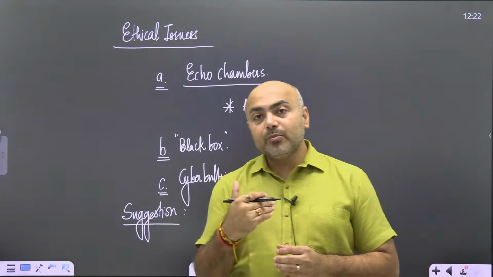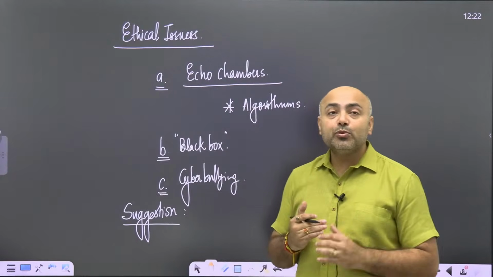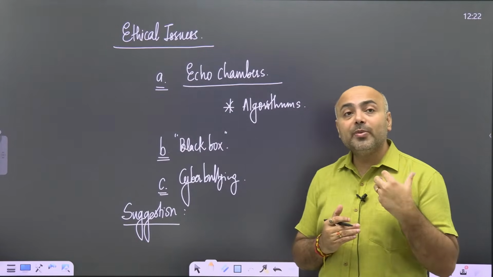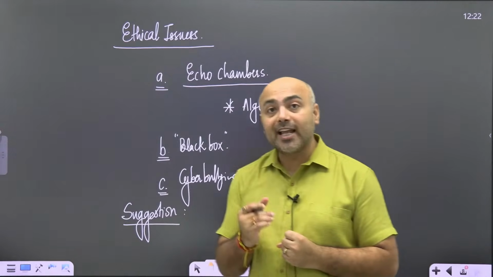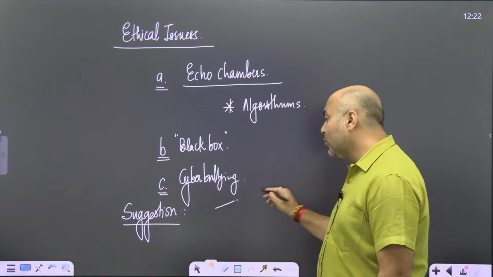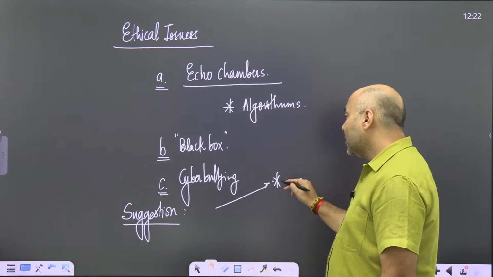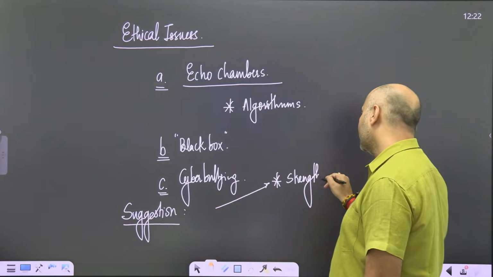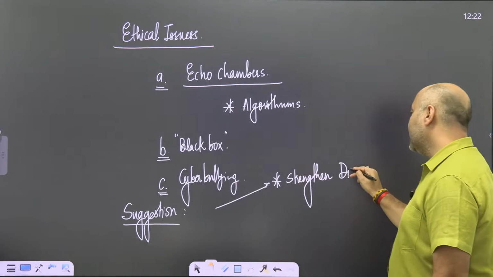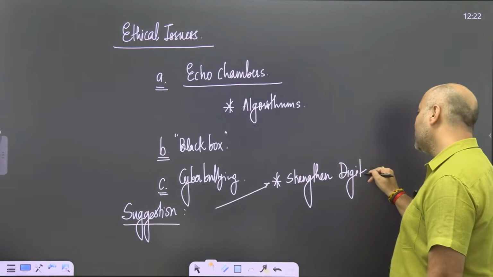So what we are supposed to do is come up with the way forward to properly use it. So suggestions could be there, like there is a need to strengthen digital literacy. Digital literacy. So you can write about this.